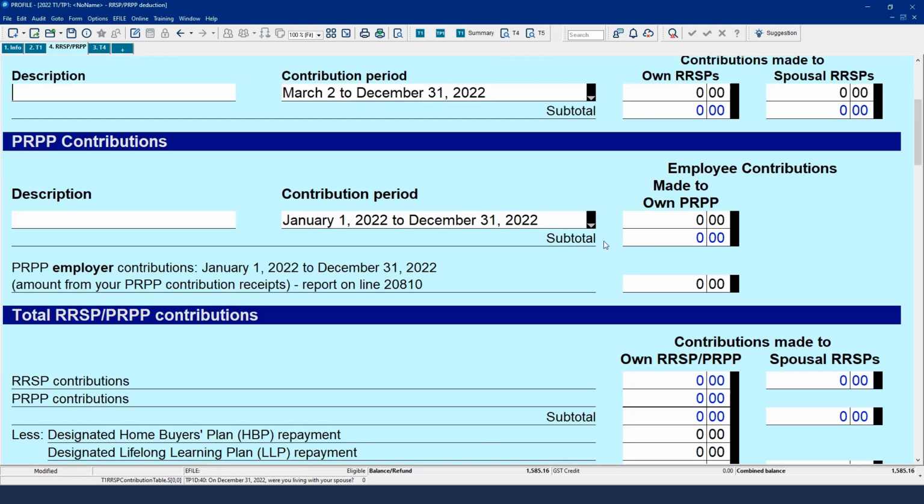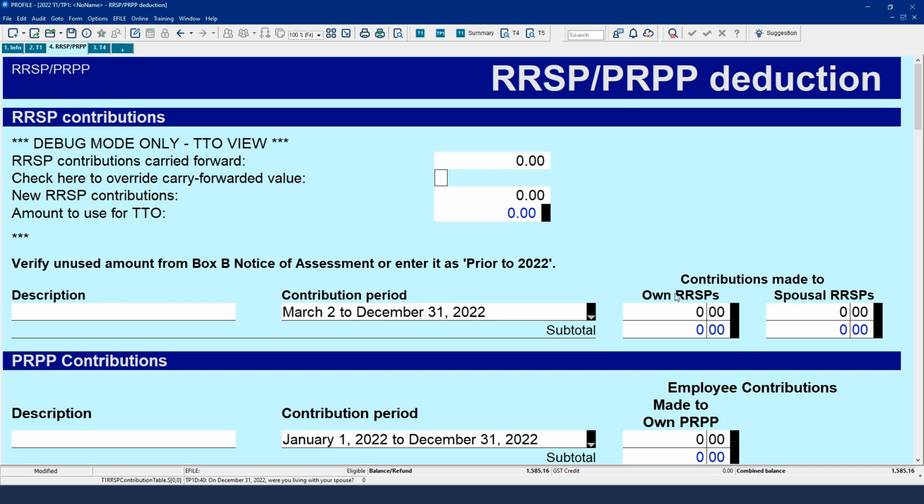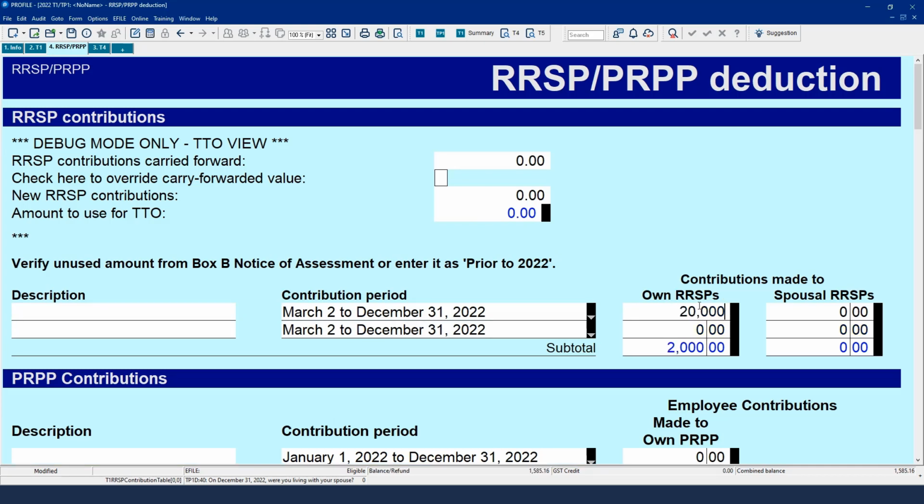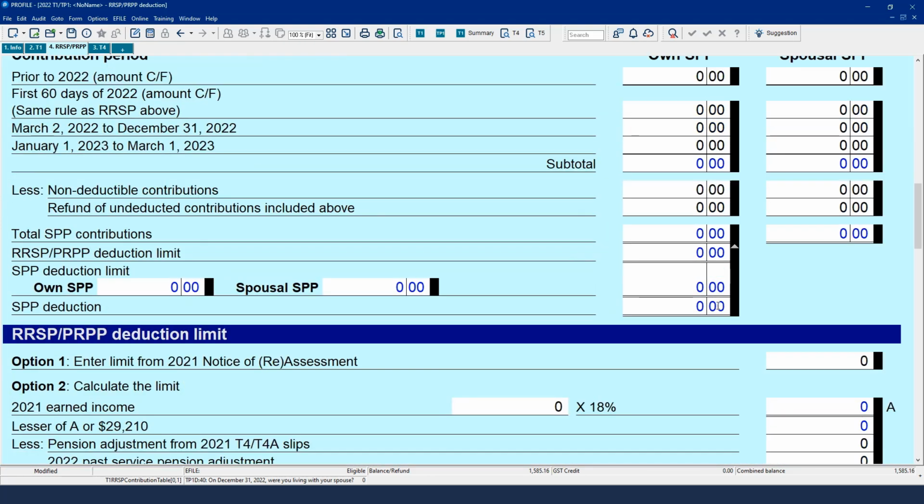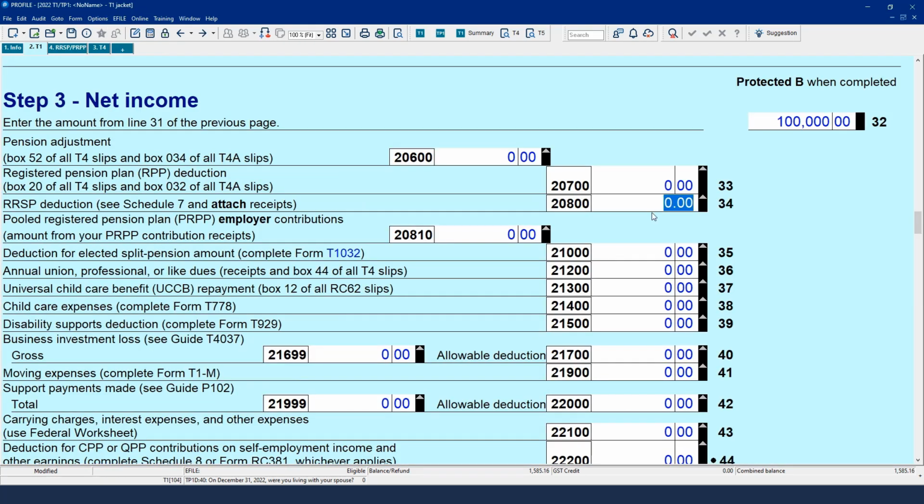So let's say I made a contribution of $20,000. Sorry, I'm just going to have to put a limit here. Or actually, let me just override. The point of this exercise is just to show you an example. So there you go. Let's say I made a contribution of $20,000 to my RSP.